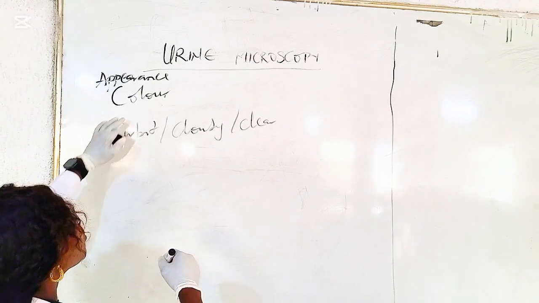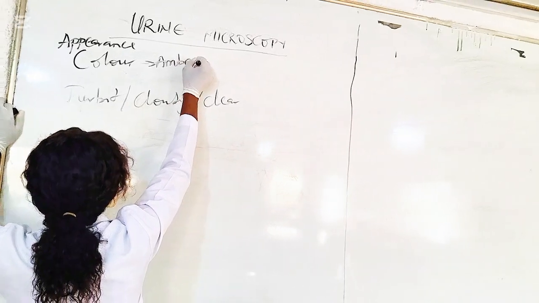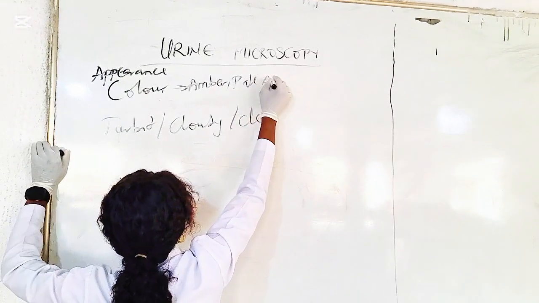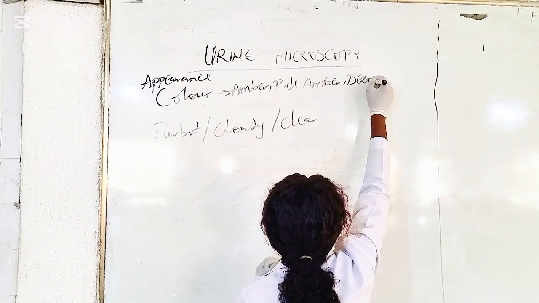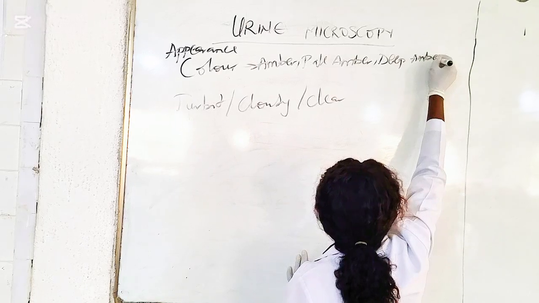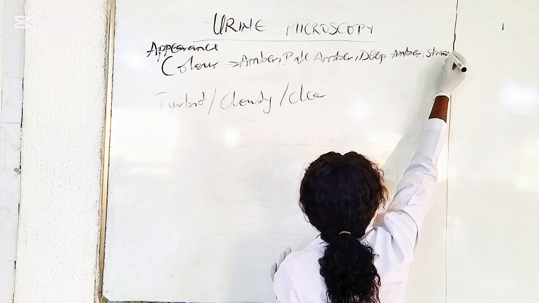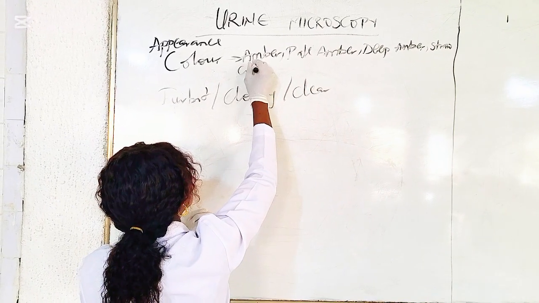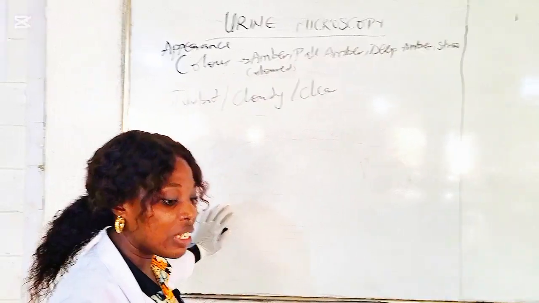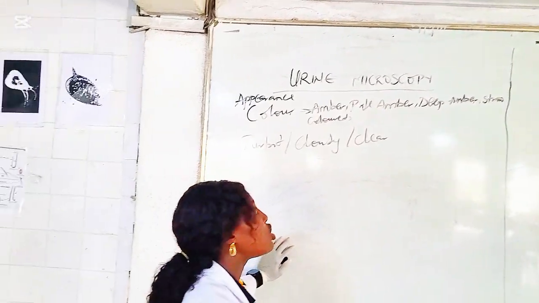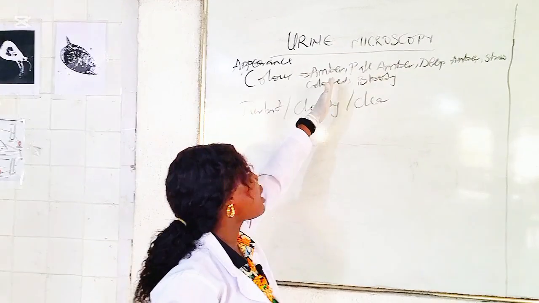So for the color, urine can be amber, can be pale amber, and can also be deep amber. Urine can also be straw colored, that is colorless. And in the event of there being blood in the urine, if there's some quantity of blood, it is going to come out bloody.